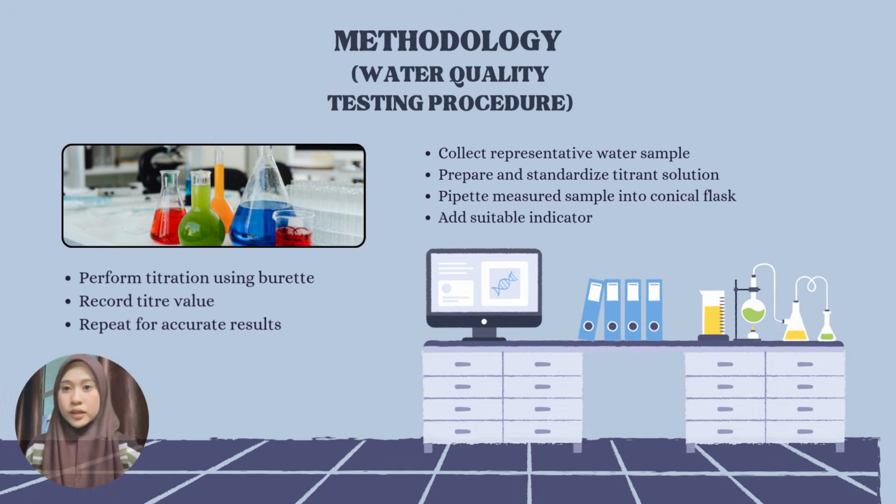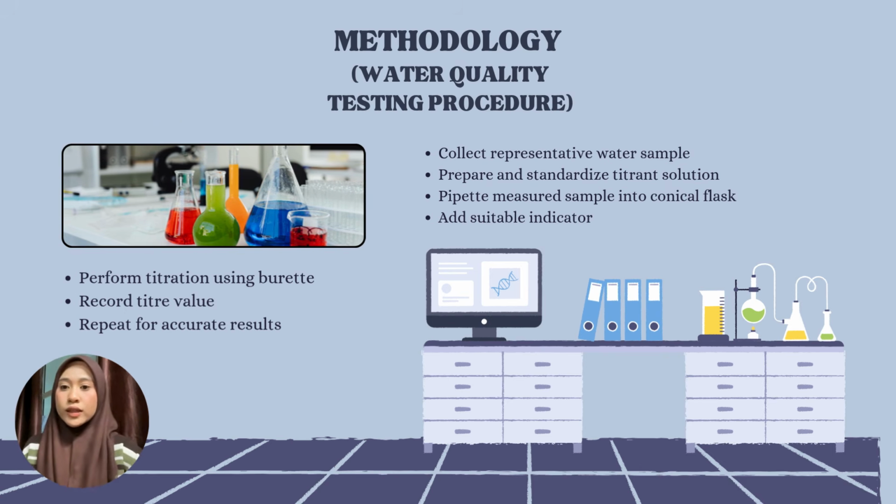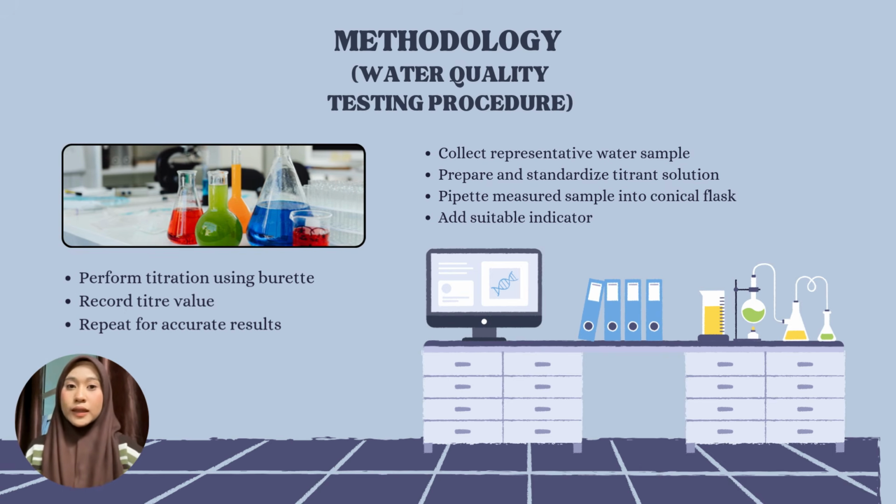Next, I will explain about the methodology for the water quality testing procedure. First, a representative water sample is collected using a clean container to avoid contamination. Proper sampling ensures that the result accurately reflects the actual water quality. Next, a standard solution with a known concentration is prepared and standardized. This solution acts as the titrant, allowing accurate determination of the concentration of substances present in the water sample.